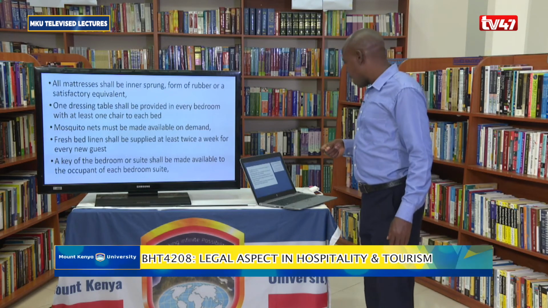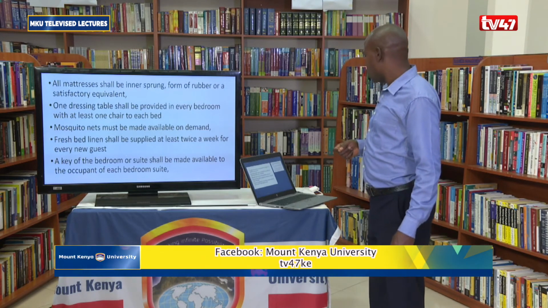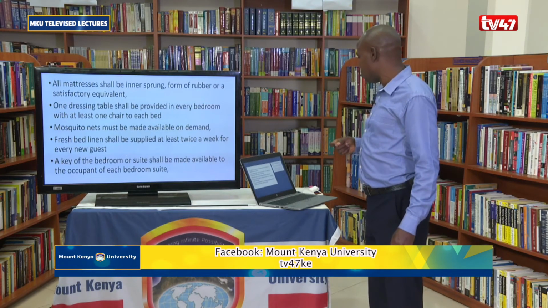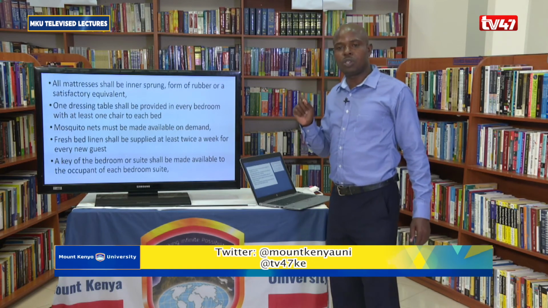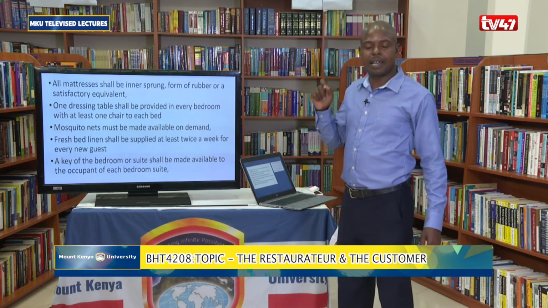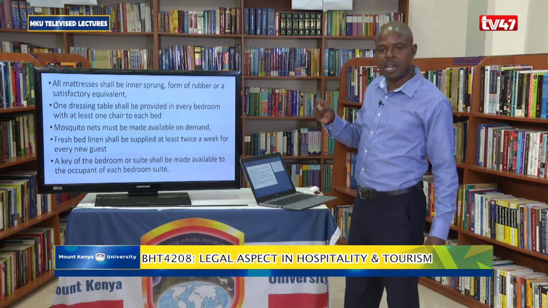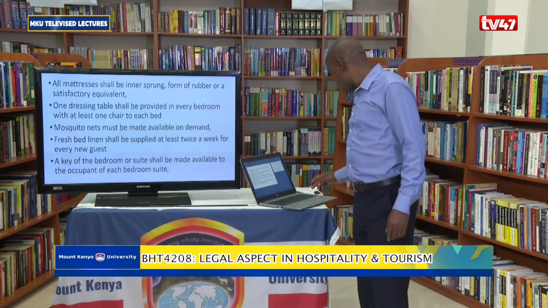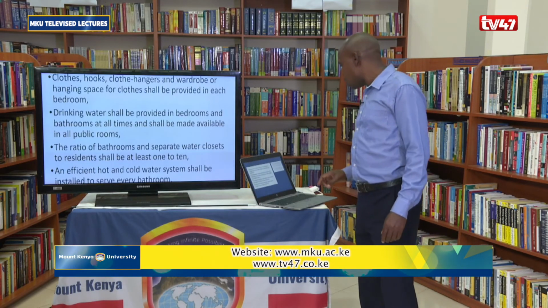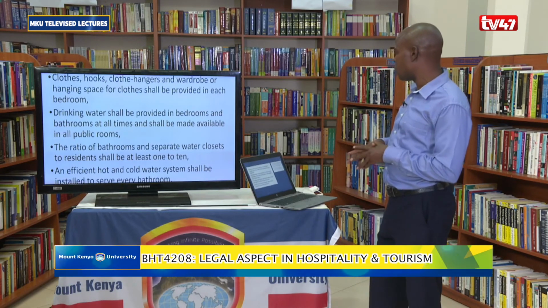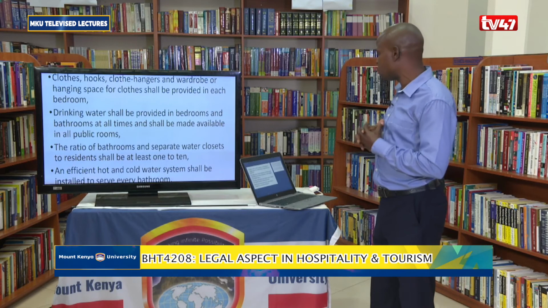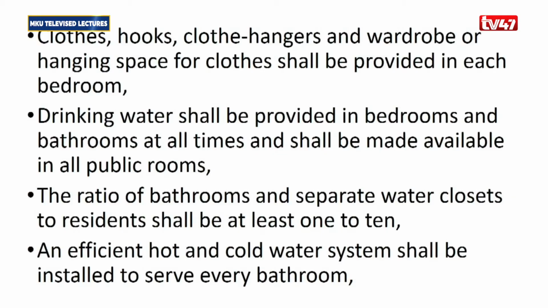And next, a key of the bedroom or suite shall be made available to the occupant of each bedroom suite. So you cannot deny the customers the key to his or her room. It must be made available to the customer so that he or she gets it when he or she wants it. Clothes hooks, clothes hangers, and wardrobes or hanging space for clothes shall be provided in each bedroom.